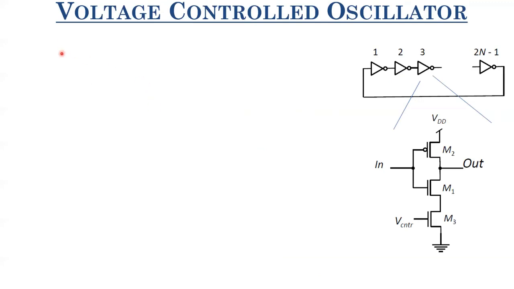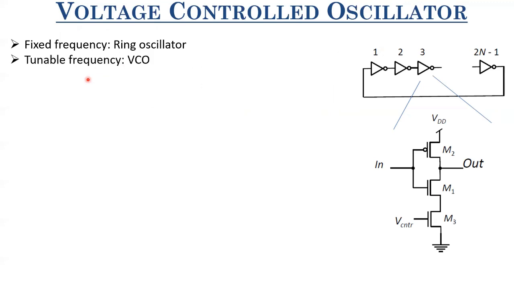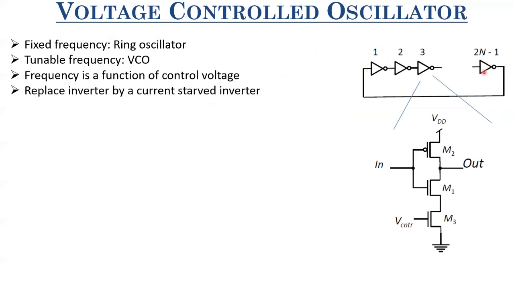For a tunable oscillator, one of the best ways is using a voltage controlled oscillator. Your ring oscillator can generate a clock with a fixed frequency. However, if you want a tunable frequency, then you have to go for this voltage controlled oscillator, where the frequency is a function of some control voltage. So what we do here is we replace these simple inverters with current starved inverters. What is a current starved inverter? In a current starved inverter, we add an additional PMOSFET in the pull-up network or an additional NMOSFET in the pull-down network, and we control its operation with the help of this P control.